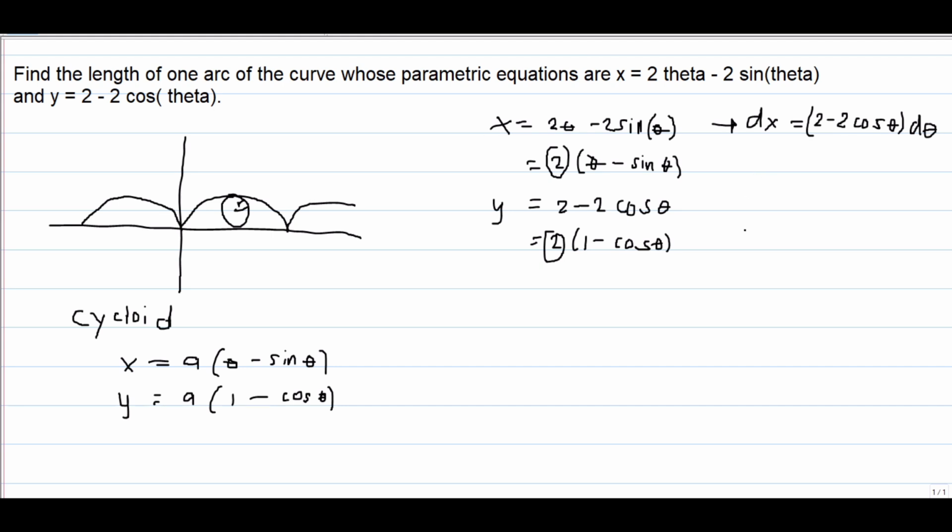Then next, dy would be equal to, the derivative of cosine is negative sine, so negative times negative is positive, so dy is 2 sine theta d theta.